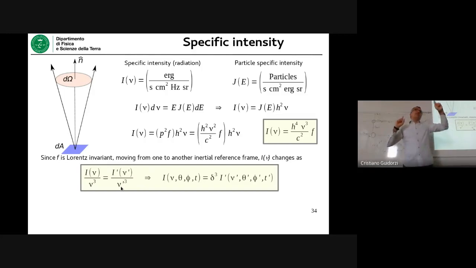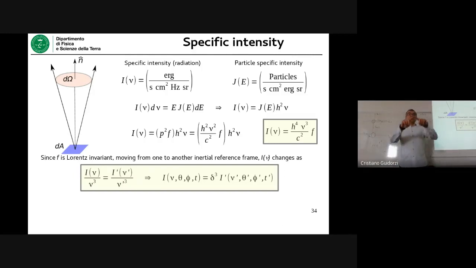But you know the ratio between nu and nu prime. Prime is the comoving frame, okay? I used to call nu zero the frequency of the photon in the comoving frame. Here it's better to call it nu prime, but that's the same quantity. So here I have that I over I prime scales as nu over nu prime cube, but nu over nu prime is, by definition, the Doppler factor. Nu over nu prime is delta. So it means that I over I prime is delta cube.